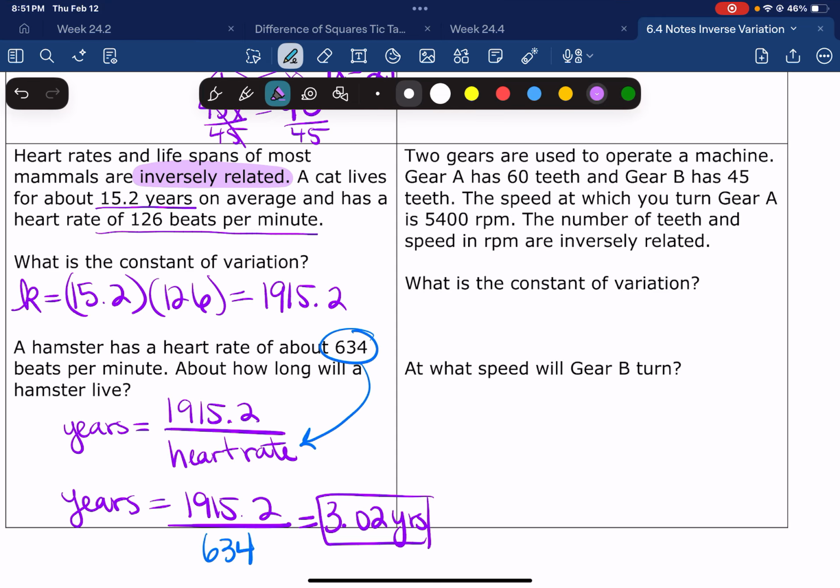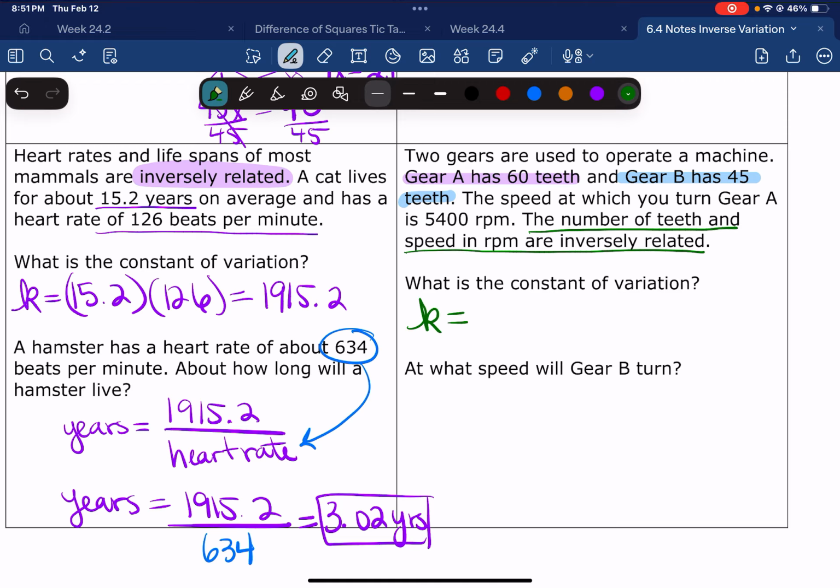All right, 2 gears are used to operate a machine. Gear A has 60 teeth, and gear B has 45 teeth. The speed at which you turn gear A is 5,400 RPM. The number of teeth and the speed in RPM are inversely related. Okay, that's important to recognize. The number of teeth and the speed in RPM are inversely related. So what is our constant of variation?